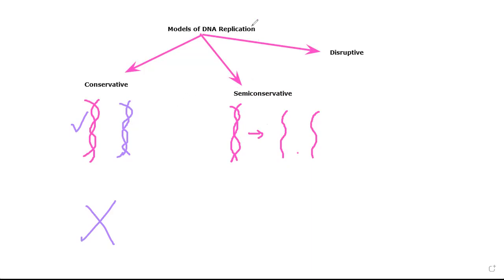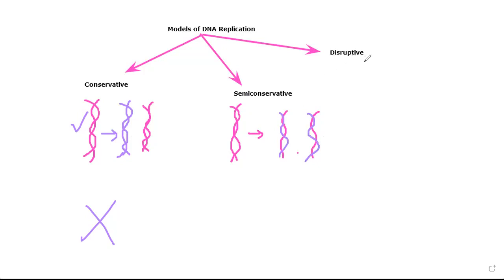No, no, wait. I will tell you. What is the confusion here? No, it will be like this. So here, the second one also should be like this. Oh, sorry, the second one will be like this, pink, isn't it? So in this way, this was conservative. This is semi-conservative.